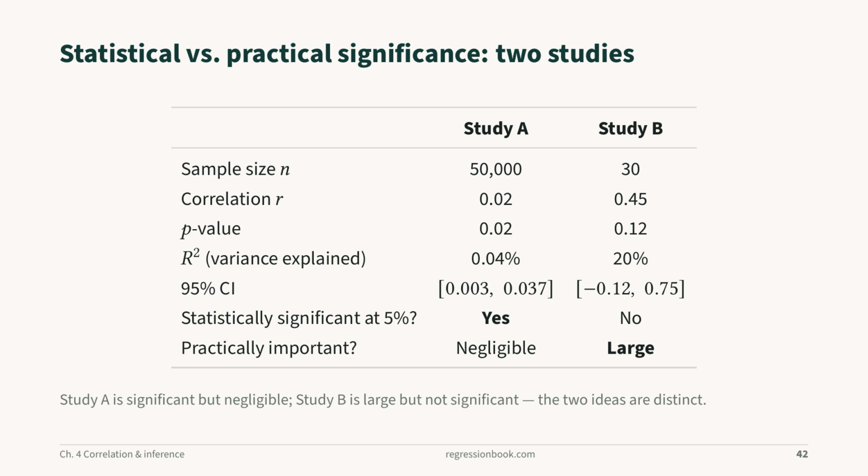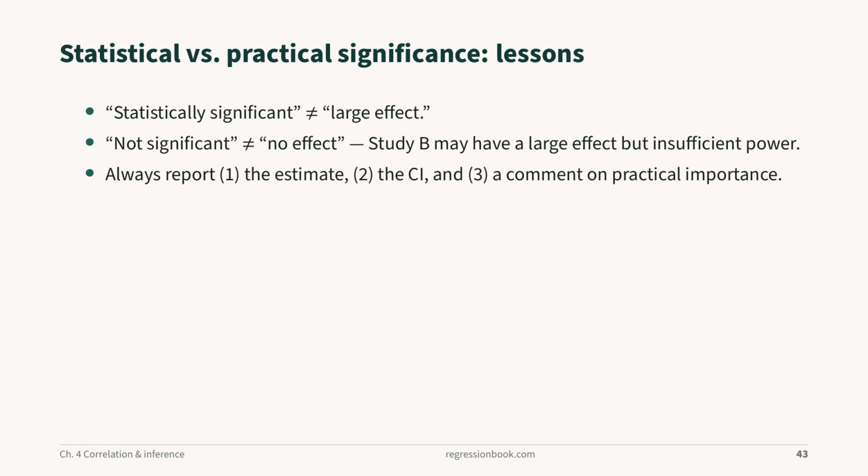negative to 0.75. A is significant but negligible. B is large but uncertain. The two ideas are simply distinct. 3 lessons drop out. Statistically significant does not mean large. Not significant does not mean no effect. Study B may carry a large effect with insufficient power, and a complete report always contains 3 things: the estimate, the confidence interval, and a comment on practical importance.